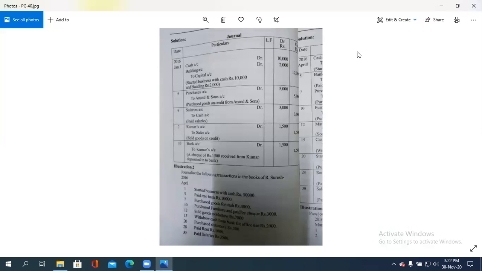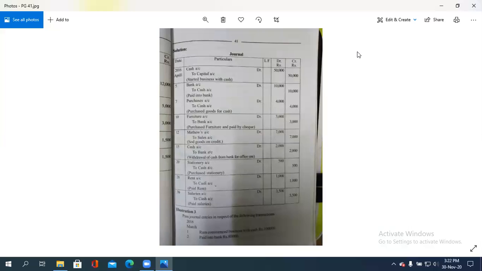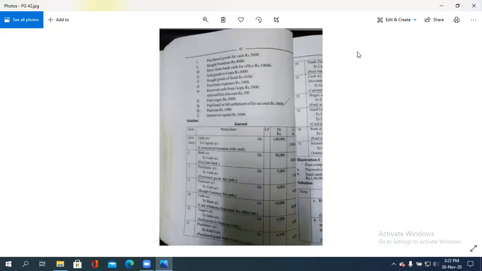Next is paid rent. Rent account debtor to cash because rent is an expense. Debit all expenses and losses. And what is to be credited? Cash is going out of the business, so cash is credited. And paid salary, salary account debtor to cash. So these are the cases where journal entry is to be prepared. And one more problem, we will check it.